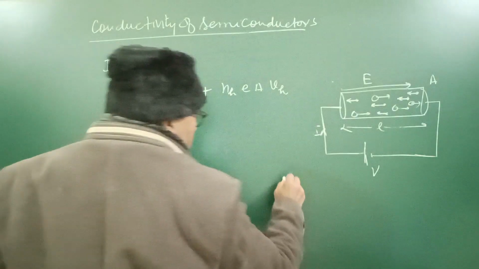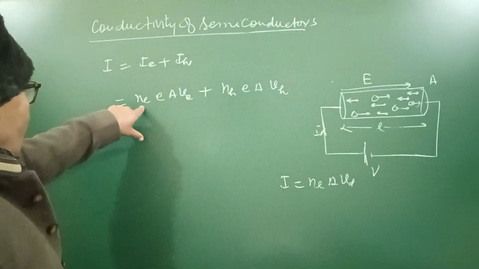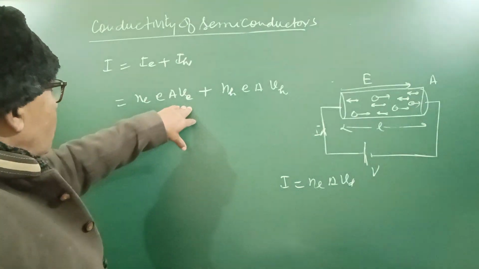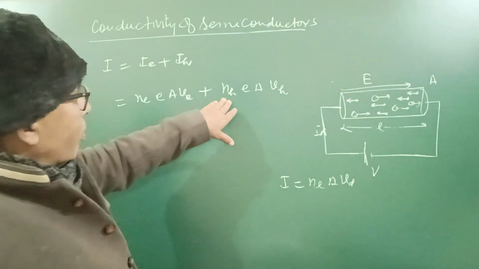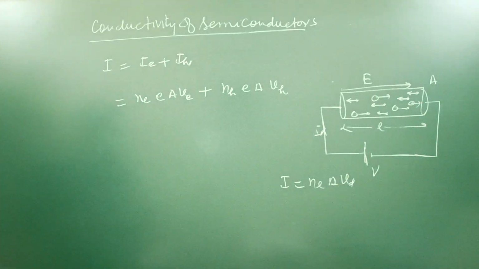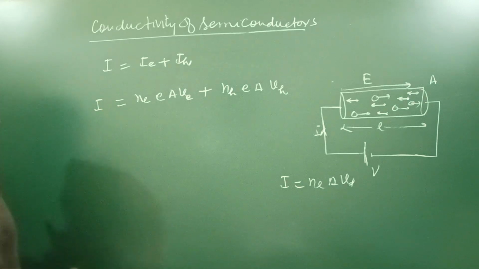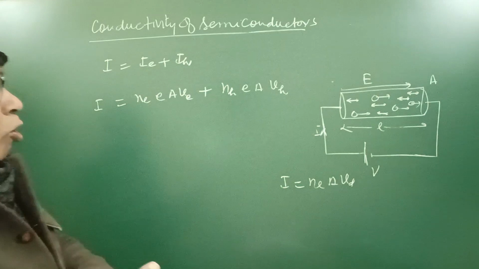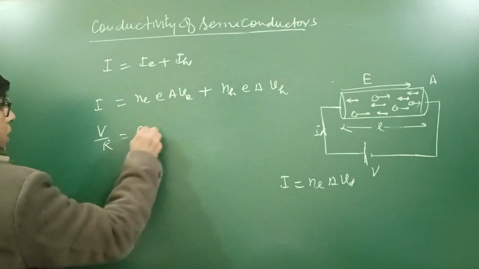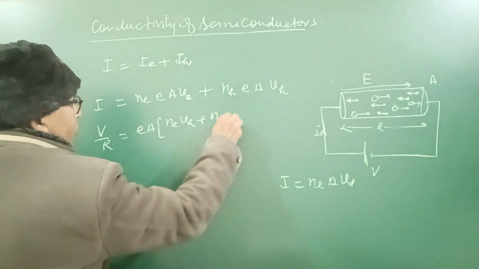We have learnt I equals NeAVD. So here Ne means number of electrons per volume, e charge of electron, A cross-section area, VE drift speed of electron, Nh number of holes per unit volume, e charge, A cross-section area, and VH hole drift velocity. Actually, a semiconductor is supposed to obey Ohm's law at low potential. So I equals V by R. Here eA is common, NeVe plus NhVh.